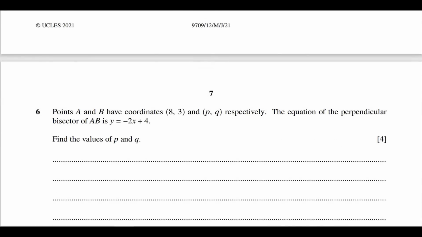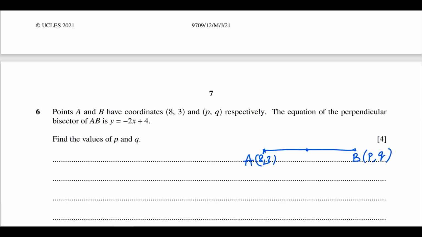Next, question number 6. Points A and B have coordinates 8, 3 and P, Q respectively. The equation of the perpendicular bisector of AB is y is equal to minus 2x plus 4. Find the values of P and Q. So A and B coordinates are given. 8, 3, so this is A, and B is P, Q.